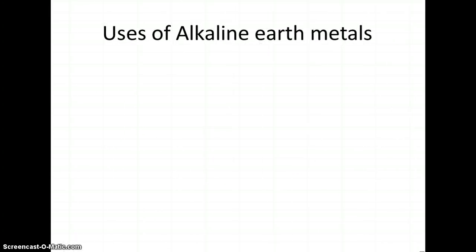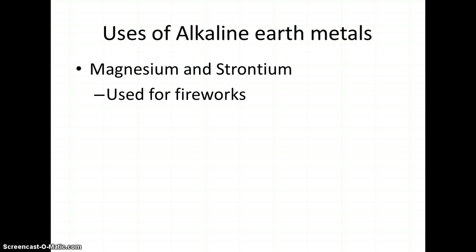So, uses of alkaline earth metals. First one, magnesium and strontium. We use both of those to make fireworks. The bright, vibrant colors that you see in fireworks are from magnesium burning and strontium burning. Magnesium creates a very white, bright light kind of firework color. Strontium, on the other hand, creates a vibrant red. All the other colors are other elements, but those are the 2 that we're going to talk about as far as those being the alkaline earth metals.